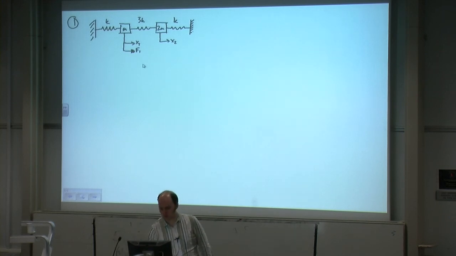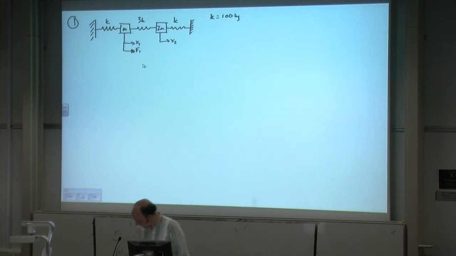Okay, we've been given some values. K is 100 newtons per meter. Sorry, not kilograms. Let's erase that. M is 1 kilogram. And F1 is 5t newtons, and that's for t greater than or equal to 0.